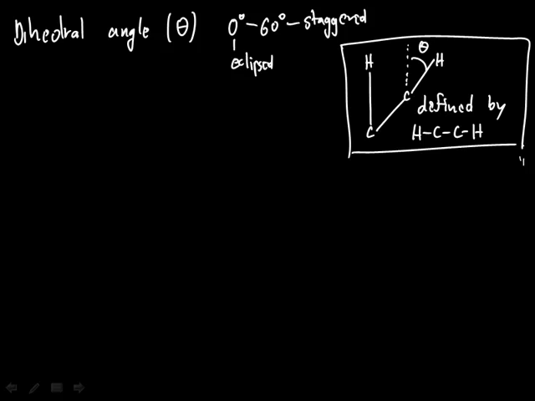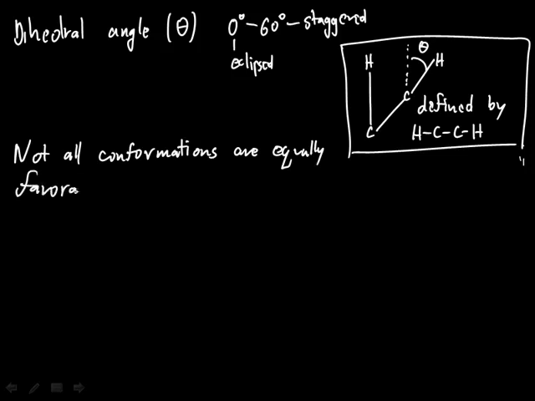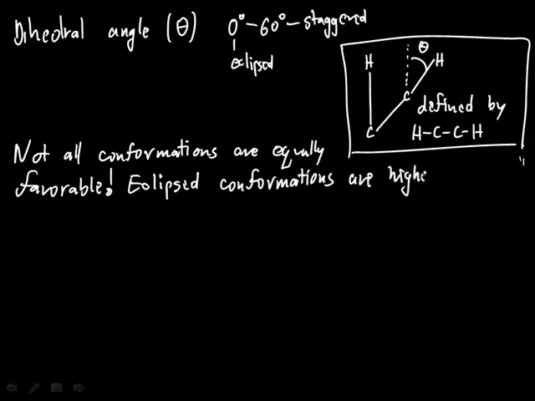So that's all fine, and ethane tumbles and turns around all the time. But the question is now, well, are all of these conformations completely randomly distributed? Are they all equally favorable? And the answer is no. And that's an important point, that not all conformations are equally favorable. In general, eclipsed conformations are higher in energy. We'll come back to that later.